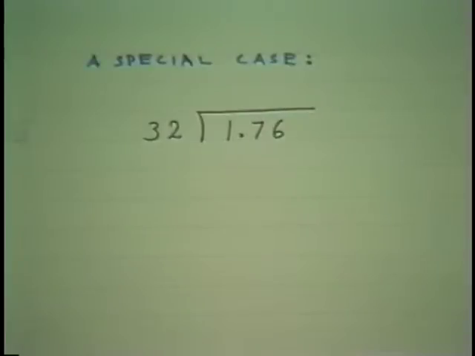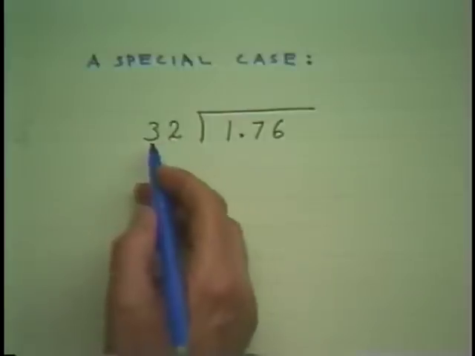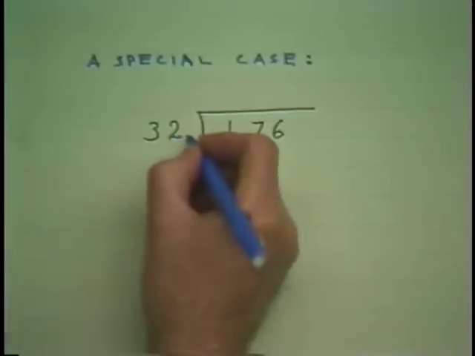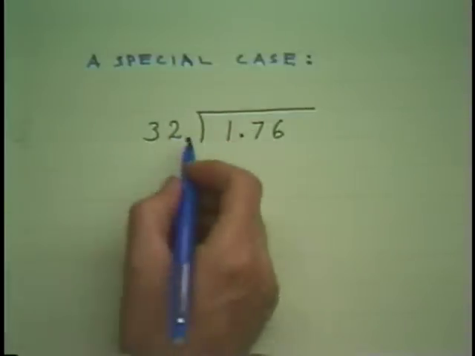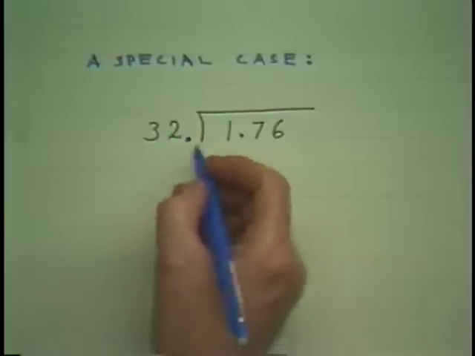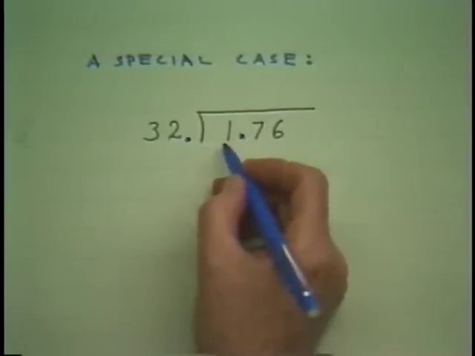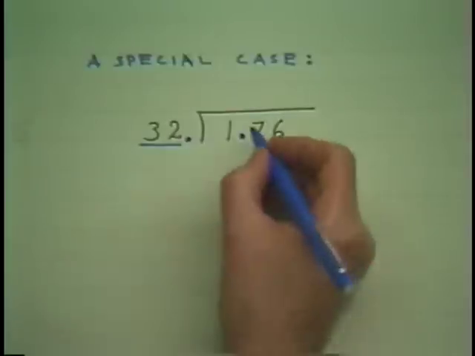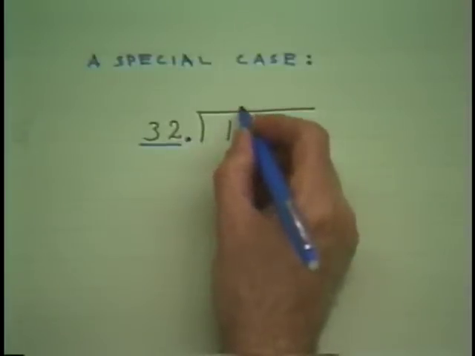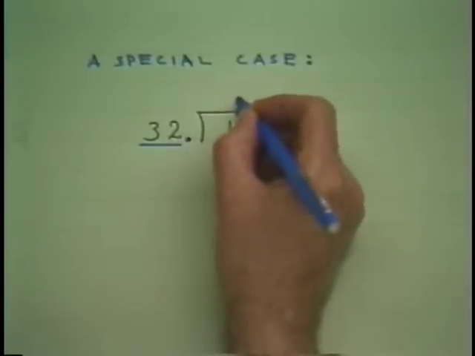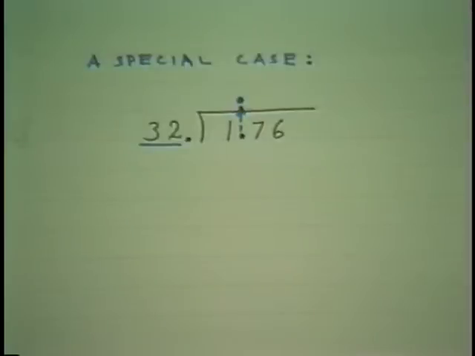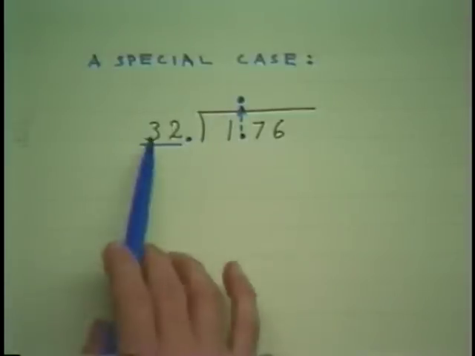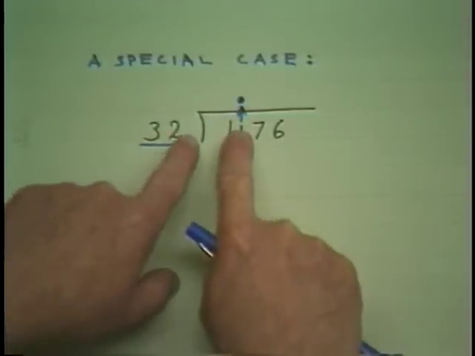Let's begin with a special case, and that special case is this. Our divisor is a whole number, and a whole number, of course, means one where the decimal point is on the immediate right. Where the decimal point is in the dividend makes no difference. If the divisor is a whole number, the decimal point simply goes straight up into the quotient. Once you have located the decimal point, simply divide 176 by 32 as though that decimal point was not there.